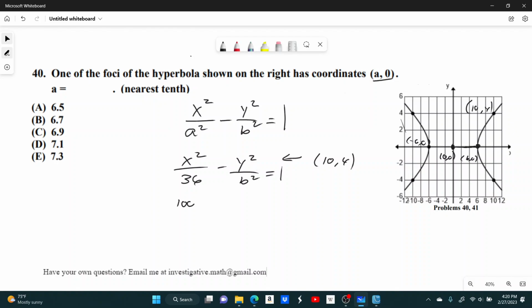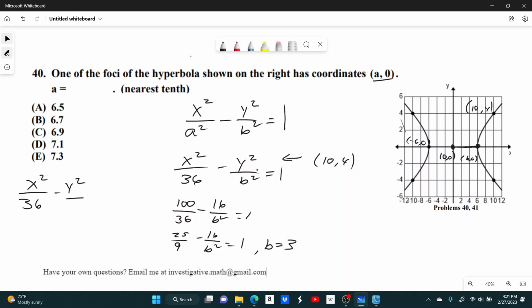So 10 squared, so 100 over 36, minus 16 over b squared equals 1. So let's see. 100 over 36 simplifies to 25 over 9, minus 16 over b squared equals 1. And so it looks like b is just going to equal 3. So that means that our overall equation is x squared over 36 minus y squared over 9 equals 1.